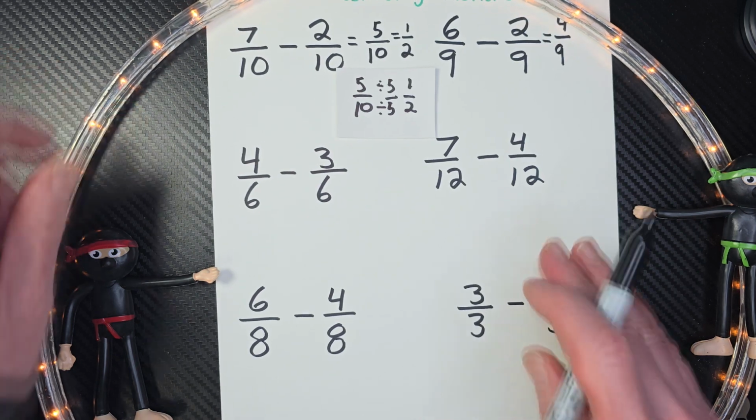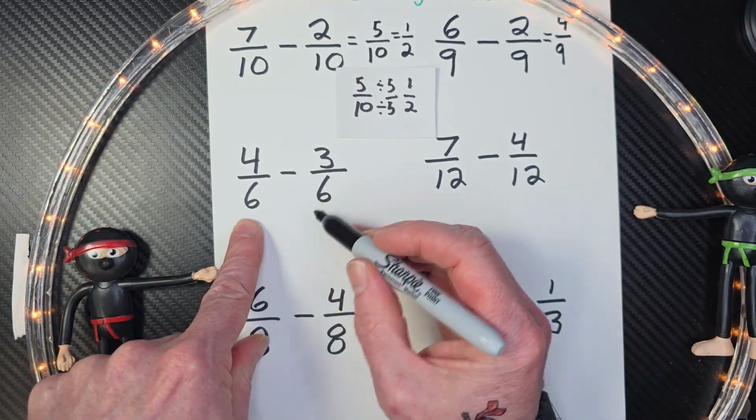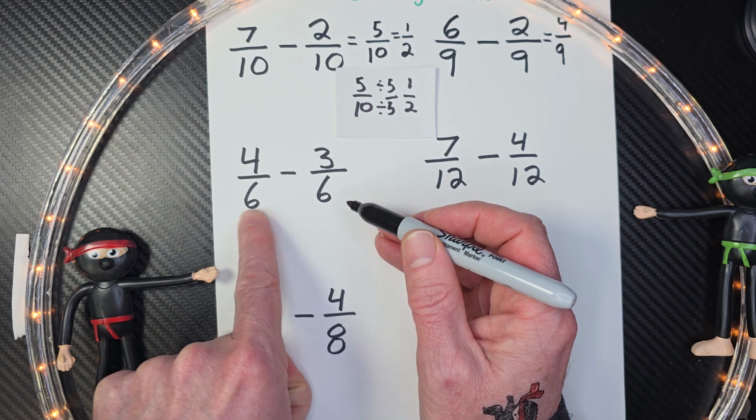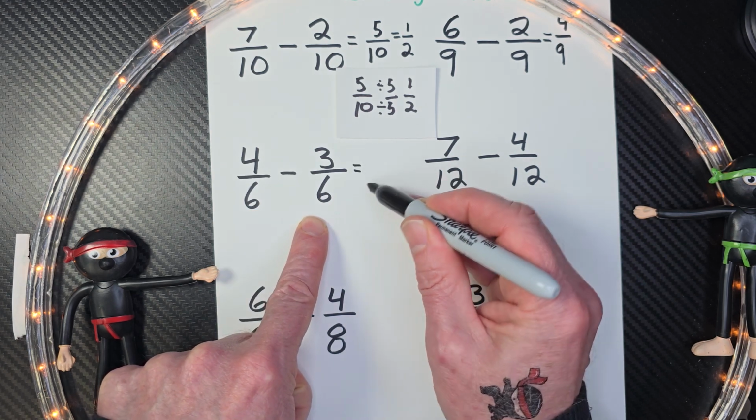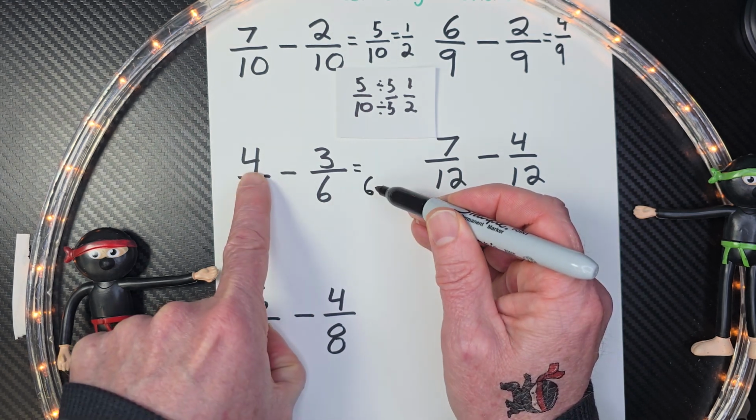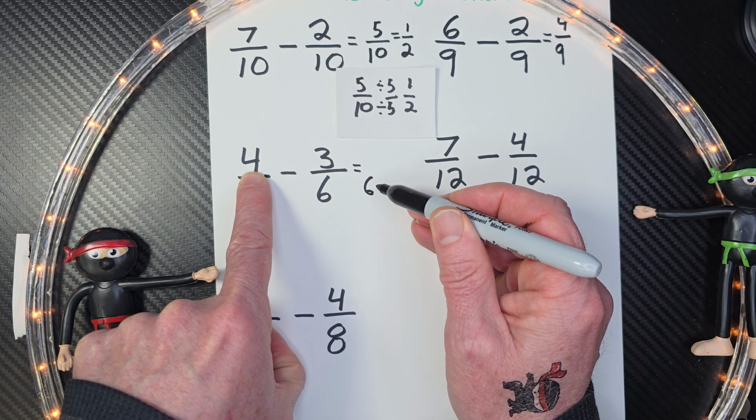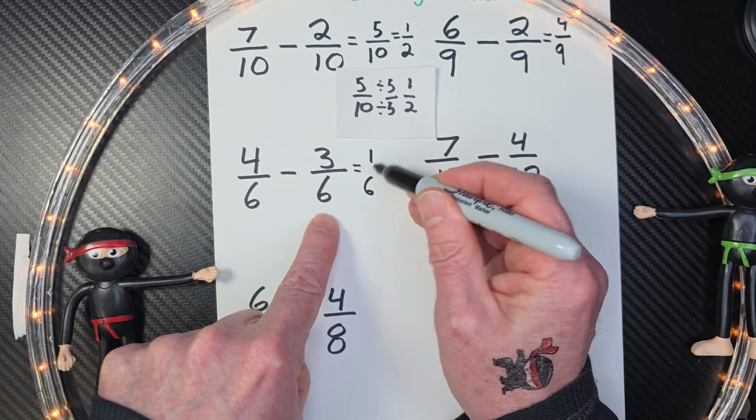All right, let's go ahead. Right here, denominators are the same. So I put a 6 right here, and then I subtract the numerators. 4 minus 3 equals 1.